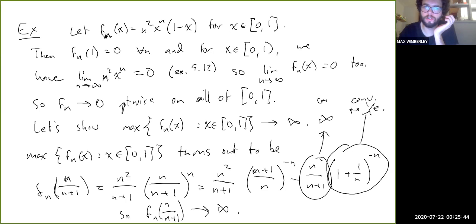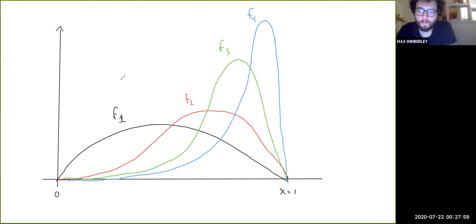Or not converges to infinity, sorry, diverges to infinity. I don't know how many times I've made this mistake. Anyway, the maximum value actually grows to infinity. If you want to see a picture of this, I'll draw a picture. As you can see, as n increases, the peak gets squished closer and closer to x equals 1.